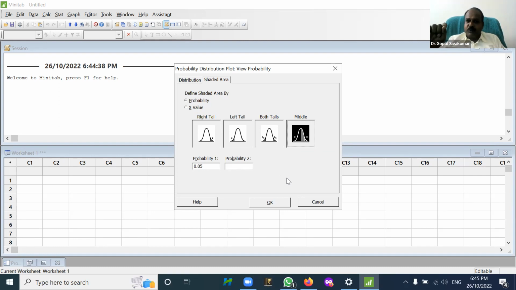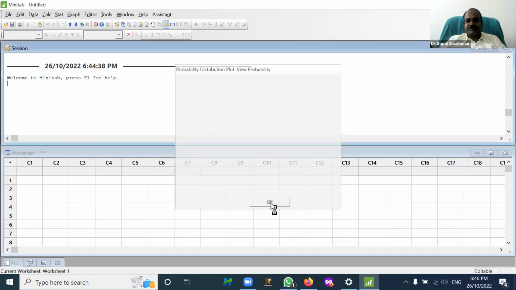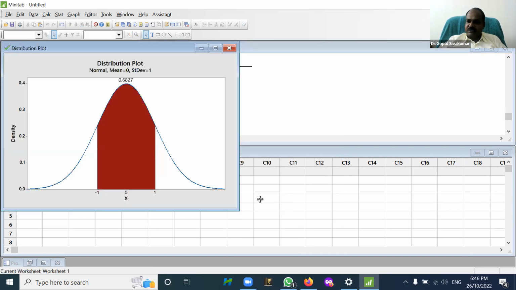Now you know the x value and want to find out the probability. So choose X Value at the top, the fourth graph with 2 points. This is for the in-between probability. Now give -1 for x1 and +1 for x2. Before giving OK, Hakim, what is the area expected? 68.27. Now you give OK. Are you able to see 68.27?